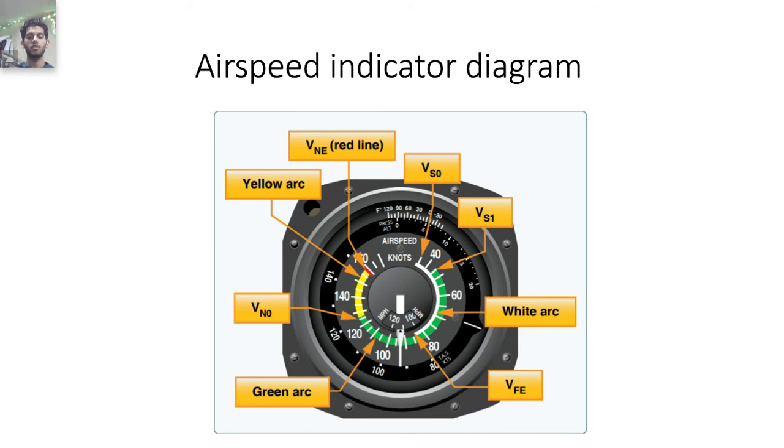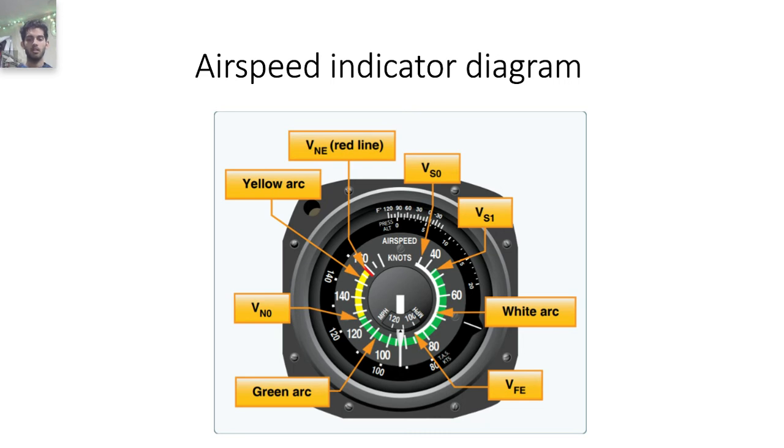The green arc starts from VS1. Sometimes it's called VS, but in this picture diagram it shows VS1. And that is the stall speed in a clean configuration. At the end of the green arc, where it starts off with a yellow arc as well, in between there is the maximum structural cruising speed.